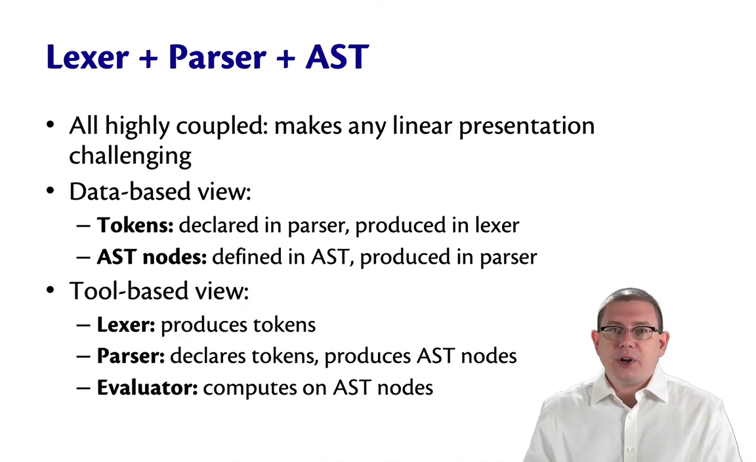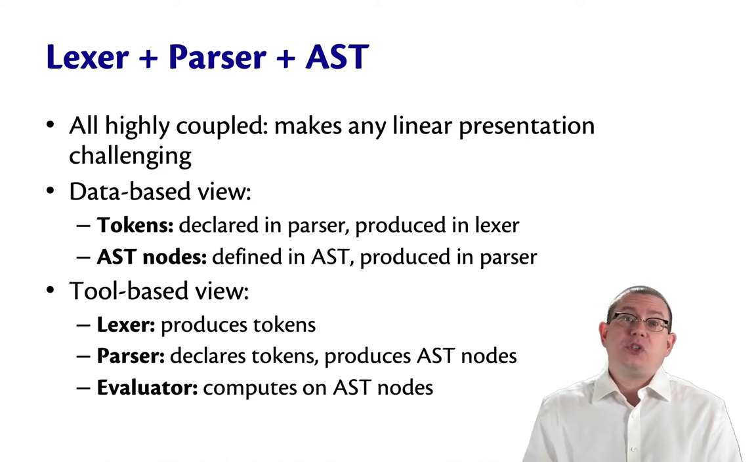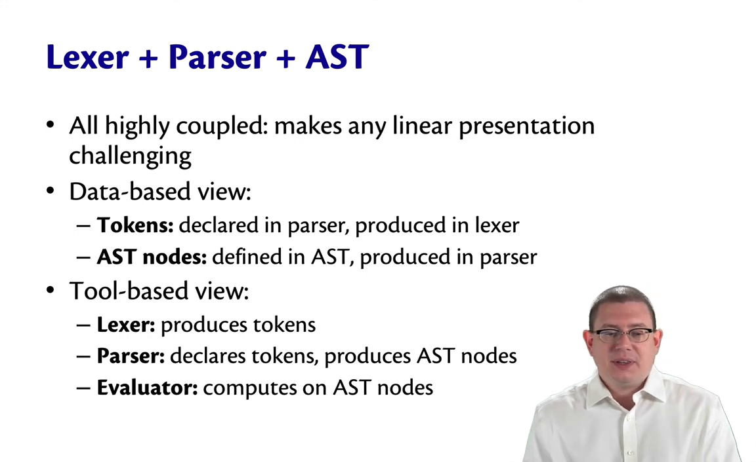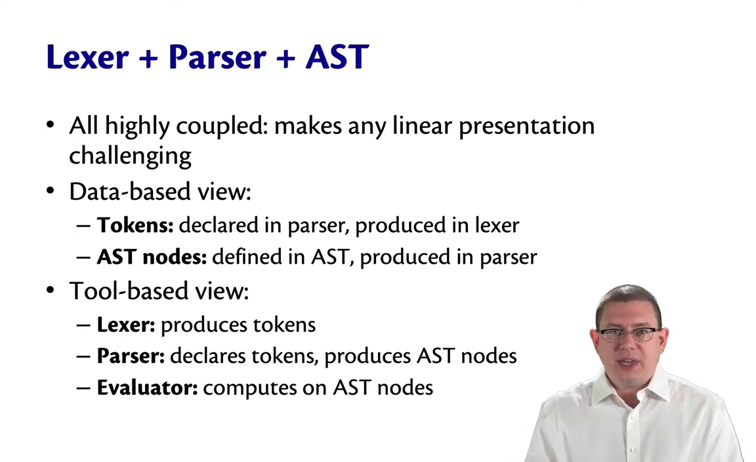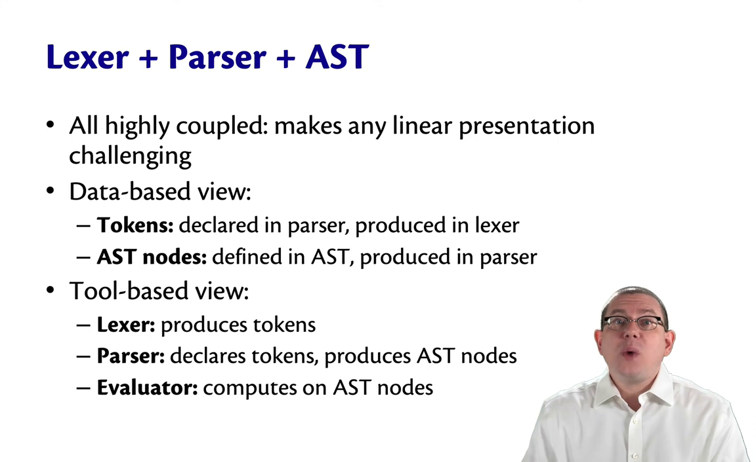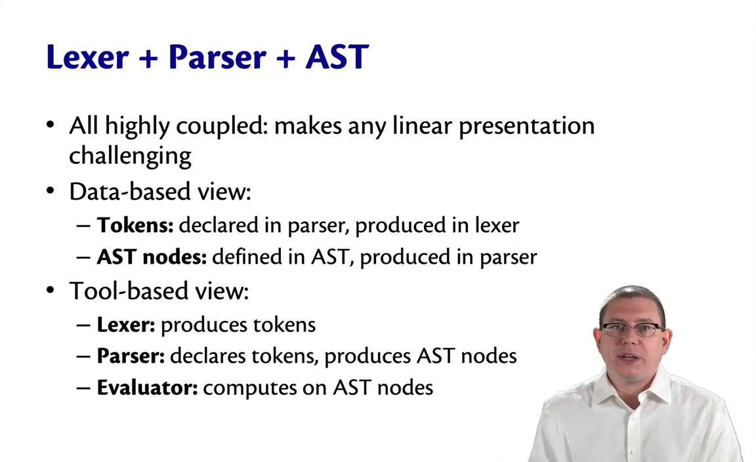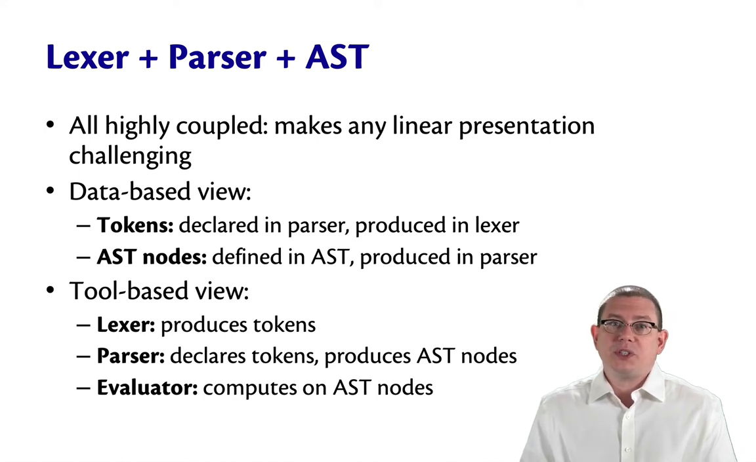Another way of factoring our view of this is based on the tools. So it's the lexer's job to produce the tokens. It's the parser's job to produce the AST nodes, but it actually has the responsibility for declaring the tokens, and the evaluator computes on the AST nodes. Now, the way this is factored between the lexer and the parser is really just a consequence of the way that these tools are designed to work in OCaml, and really OCaml inherits the way it works from previous generations of tools from the C family.